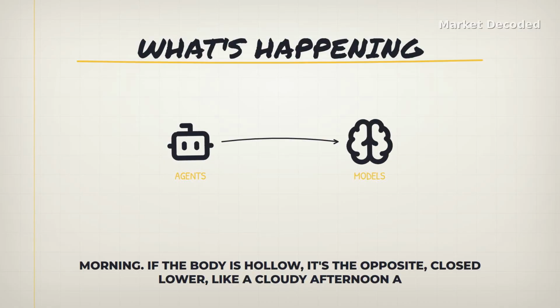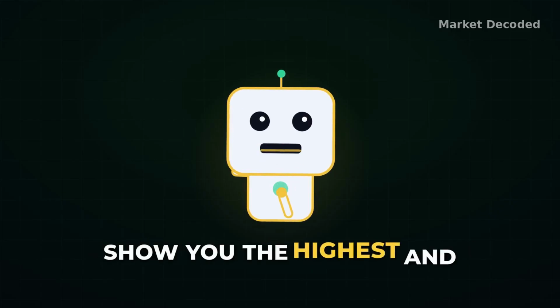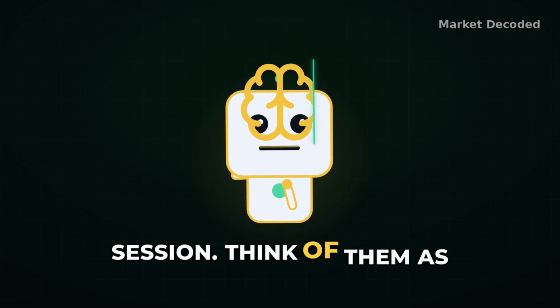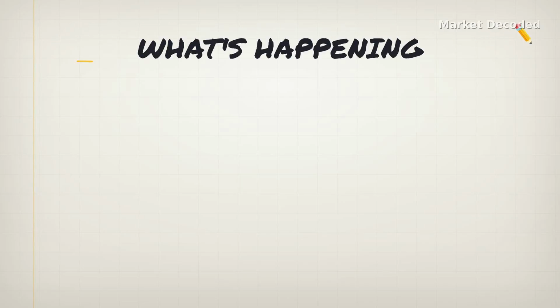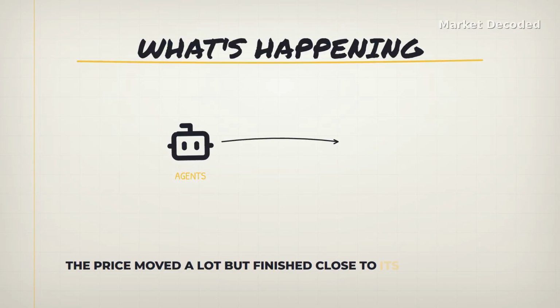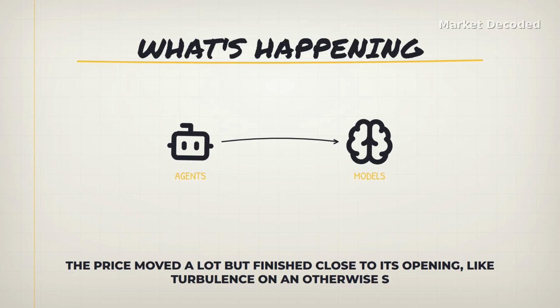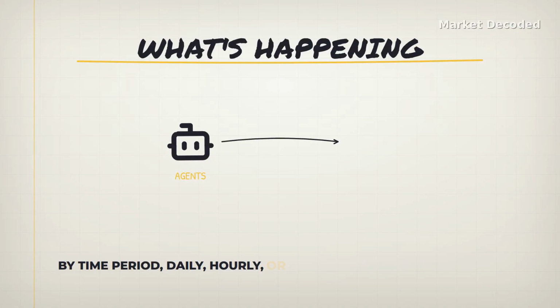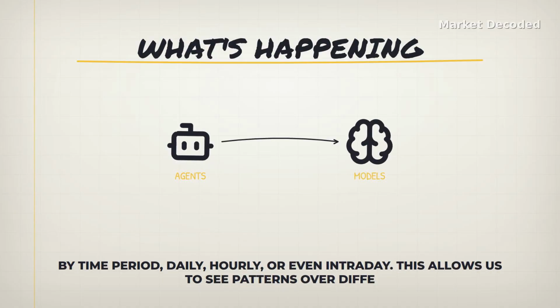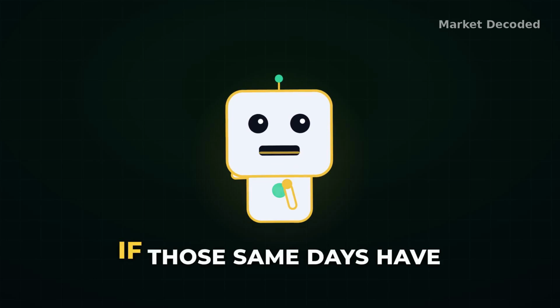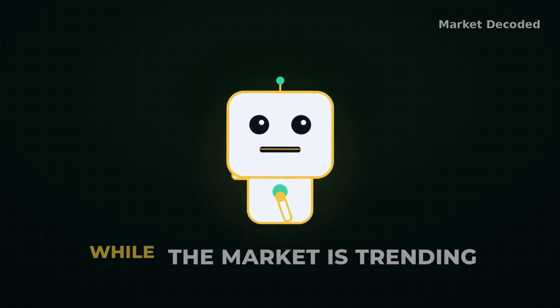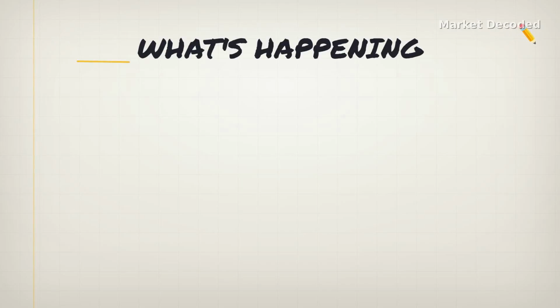The thin lines above and below the body are called wicks. They show you the highest and lowest prices reached during that session. Think of them as the peaks and valleys of your flight. If there's a long wick, it means the price moved a lot but finished close to its opening, like turbulence on an otherwise smooth journey. And here's the surprising part. Candlestick charts can also be grouped by time period, daily, hourly, or even intraday. This allows us to see patterns over different durations. For example, if you're looking at a daily candle chart and see several green candles in a row, it might indicate an upward trend. But if those same days have long wicks, it shows that while the market is trending higher, there's still plenty of price volatility.